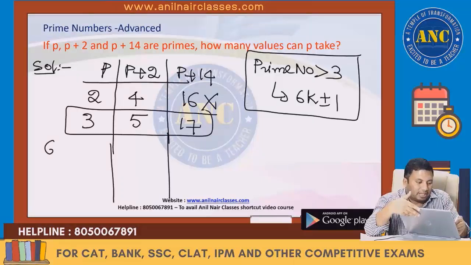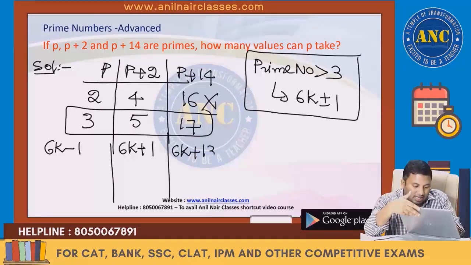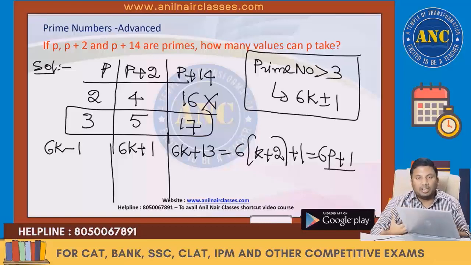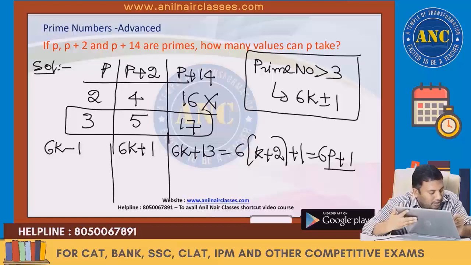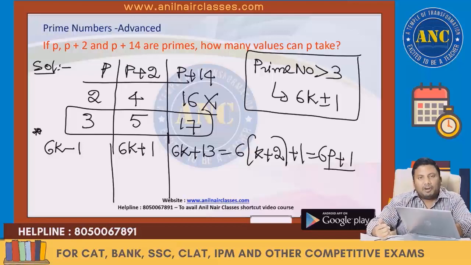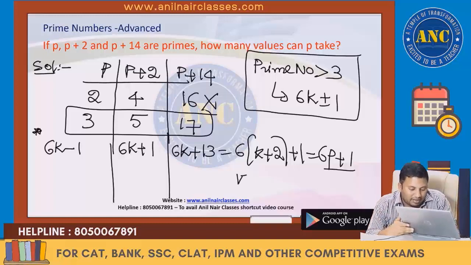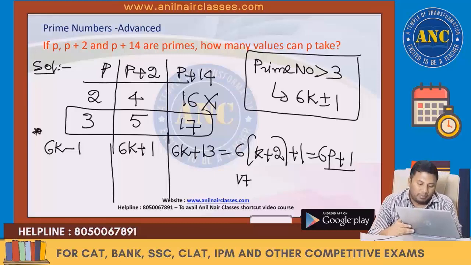Next one, if it is 6k minus 1, this is nothing but 6k plus 1, this is nothing but 6k plus 13, which is 6 into k plus 2 plus 1, nothing but 6p plus 1. That means there exist some prime numbers of the form 6k minus 1 which will satisfy. Example 17. 17 is 6 into 3 minus 1.